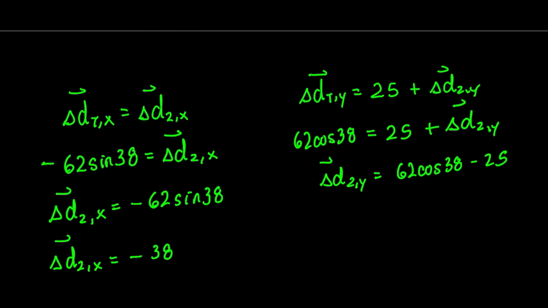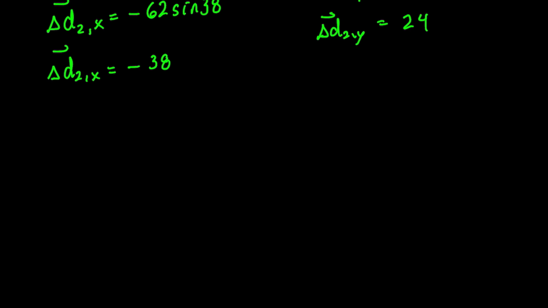Negative 38 along the x, and along the y we get positive 24. This is going to be useful because the question was asking us to find the second displacement, but now the only thing that we have are the components. This means that we need to reconstruct our second displacement vector. For our second displacement vector, the x component points to the left, and the y component was pointing up. So we can reconstruct the second displacement.